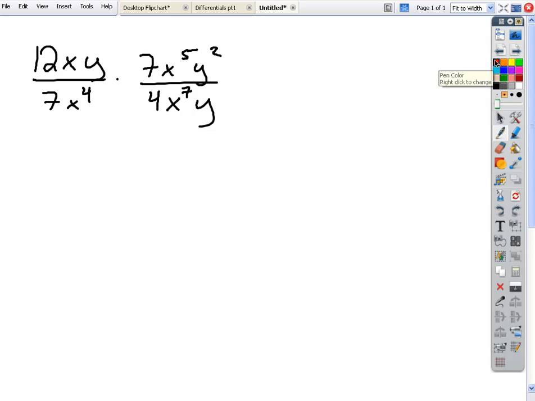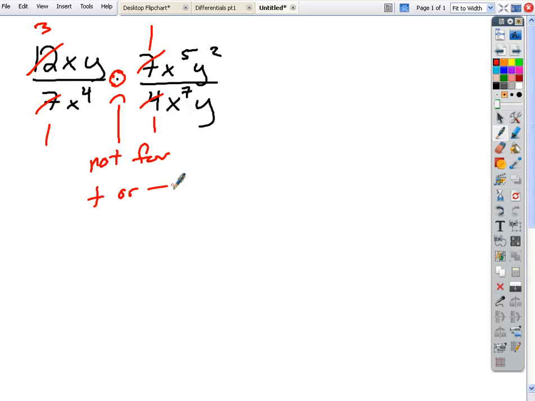Now if these were being added or subtracted, then we couldn't do this. But because they're being multiplied, we can. The 12 over 4 reduces to what? 3 over 1, right there. And then what about the 7 over 7? That's just 1 over 1. We can only do this if we're multiplying. Remember, we can't do this for addition or subtraction, only for multiplication. Then the numbers we get when we multiply straight across, I'm just going to get a 3 on the top, and a 1 on the bottom.